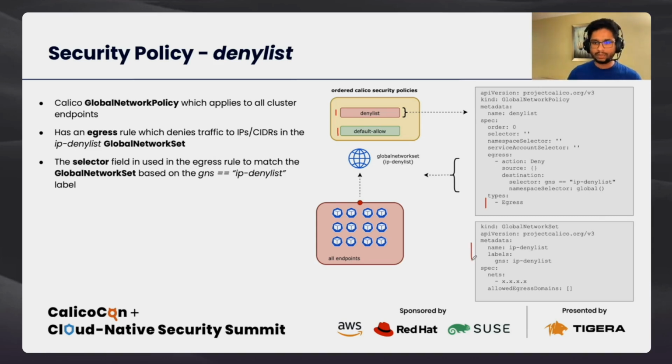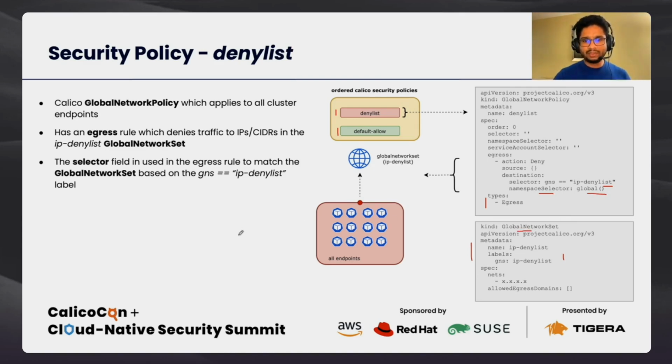Now recall that global network sets are a way of organizing IPs or CIDR blocks and referencing those in policies. The selector field is used in the egress rule to match the global network set based on the GNS equals IP deny list label. If you look at the global network set, we have a GNS equals IP deny list label, which is referenced in the egress rule implemented in the security policy. There's also a namespace selector in the security policy, and the namespace selector uses a global match criteria, because this particular network set is a global network set.